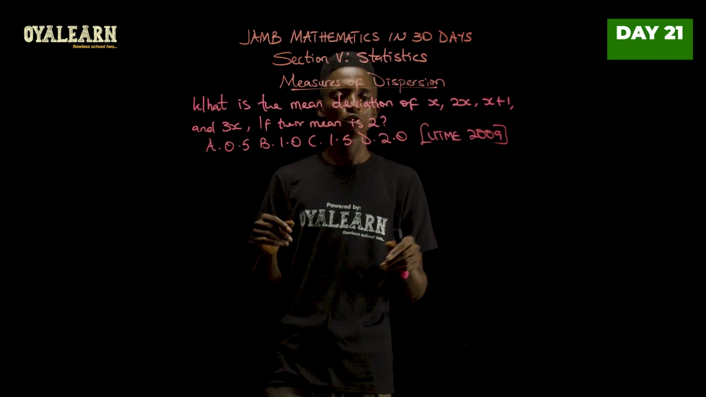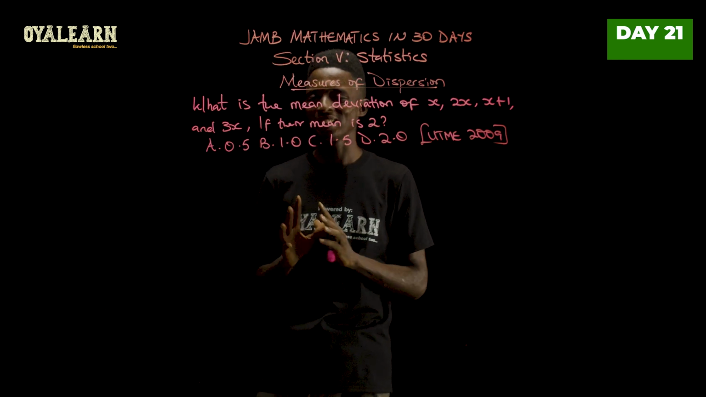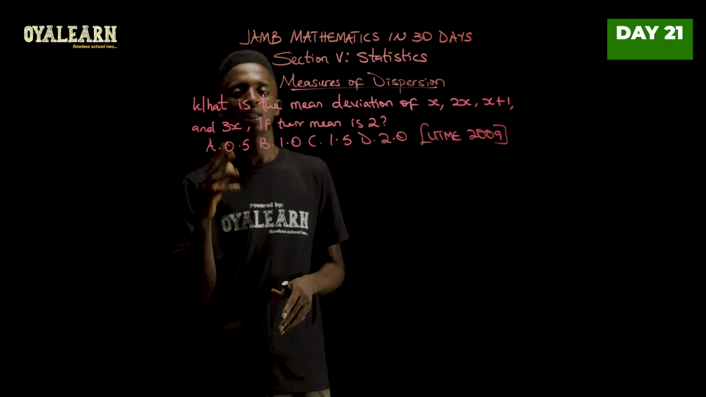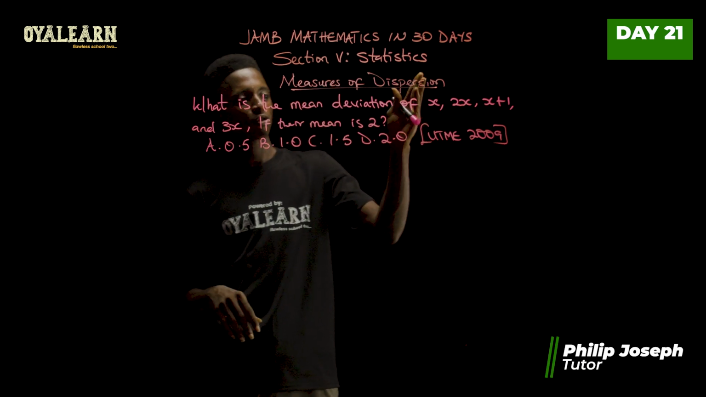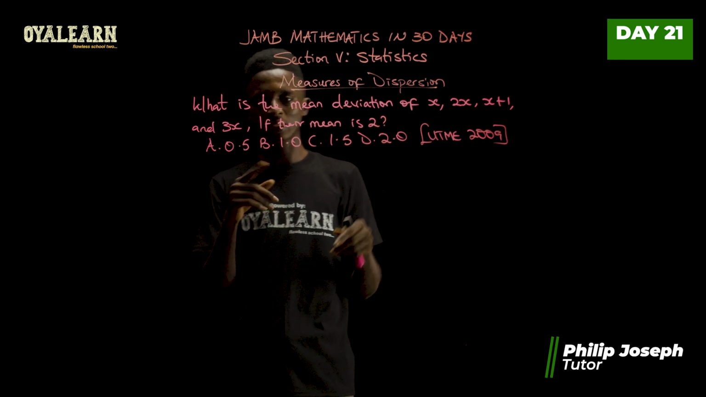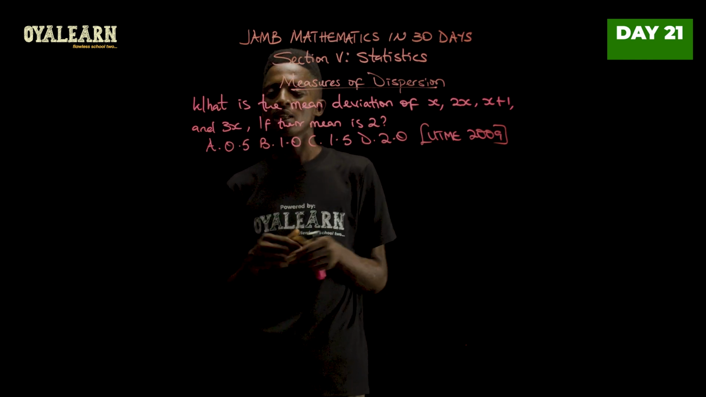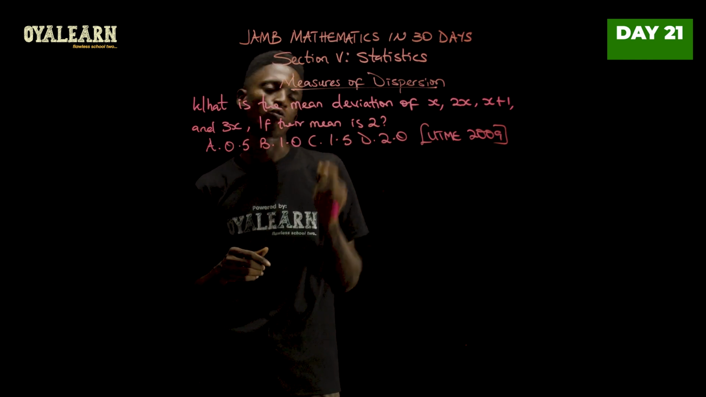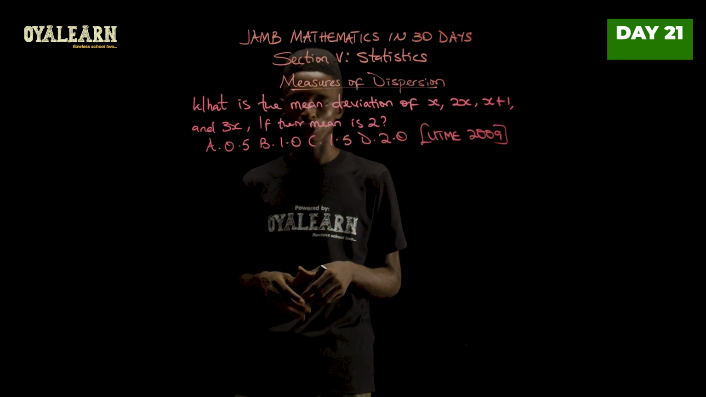So let's begin to solve problems, starting with this one set in 2009, where we are told: what is the mean deviation of x, 2x, x plus 1, and 3x? So we have 4 data entries here, and we are told that the mean of this set of data is 2. So when the mean is 2, we have to find the mean deviation.